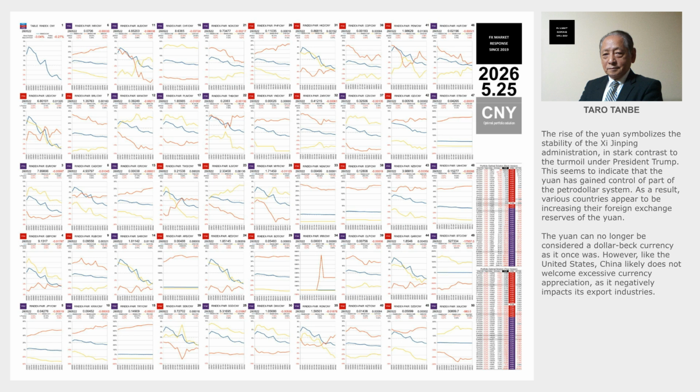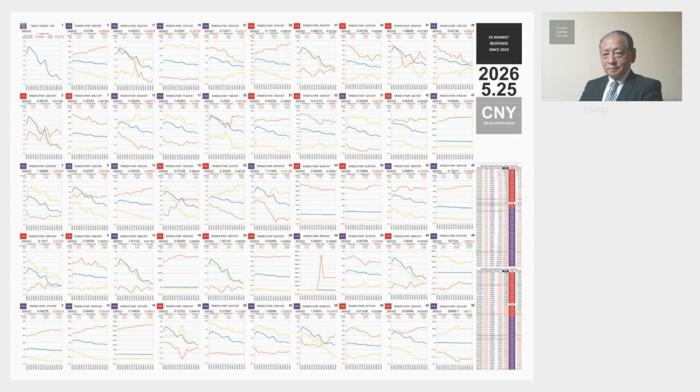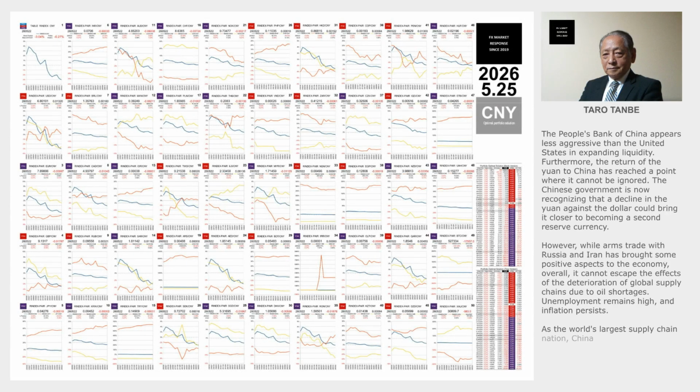The yuan can no longer be considered a dollar-backed currency as it once was. However, like the United States, China likely does not welcome excessive currency appreciation, as it negatively impacts its export industries. The People's Bank of China appears less aggressive than the United States in expanding liquidity. Furthermore, the return of the yuan to China has reached a point where it cannot be ignored. The Chinese government is now recognizing that a decline in the yuan against the dollar could bring it closer to becoming a second reserve currency.